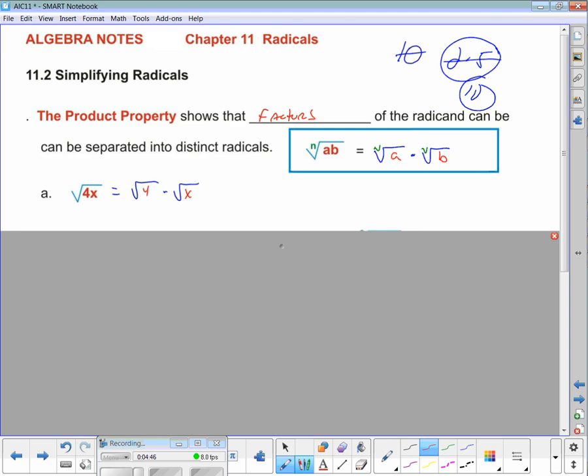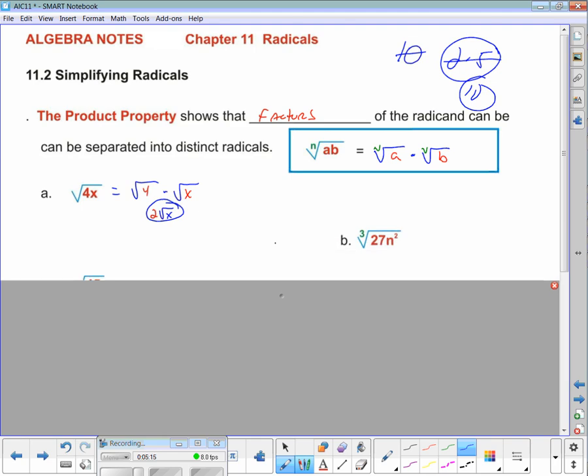And everybody knows the square root of 4 is 2, so where do we end up? 2 times the square root of x. Now again, we've done these in pre-algebra, but it's been a while, so we've got to shake out all the cobwebs and see if we can remember and understand what in the world's going on. So it was to our advantage to factor that, because we can take the square root of 4.